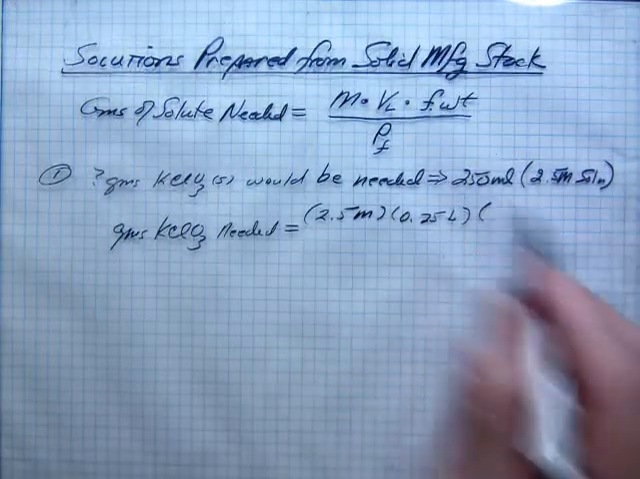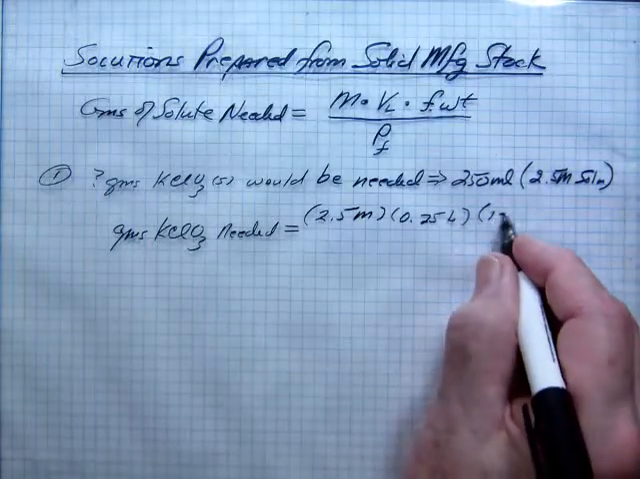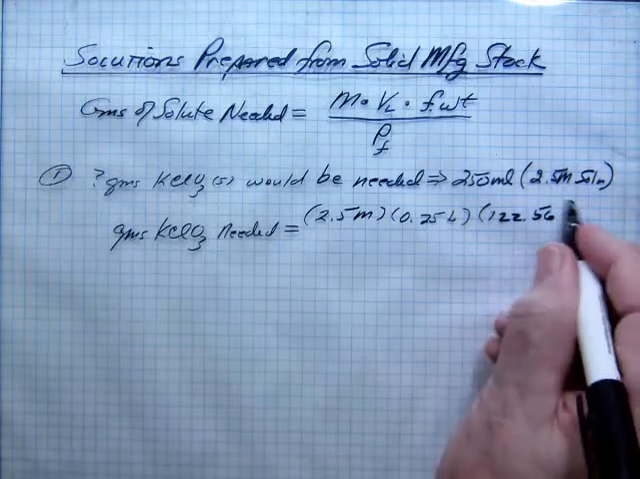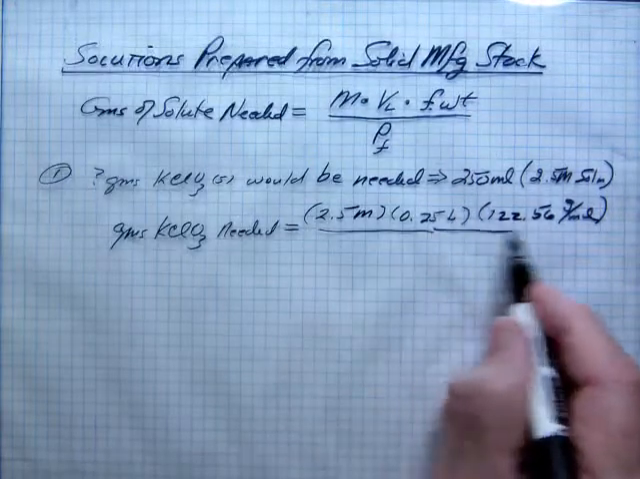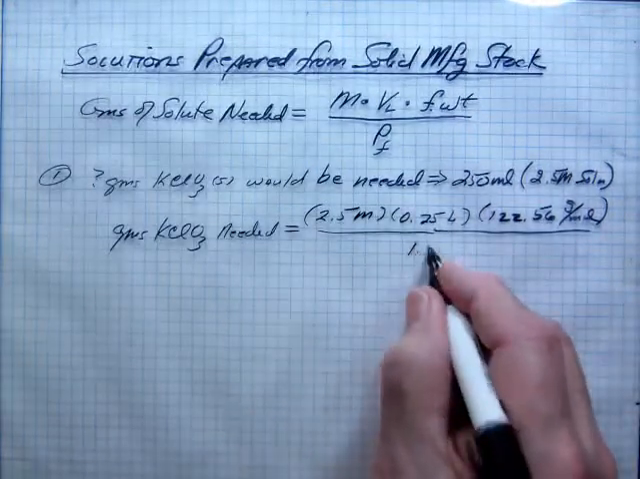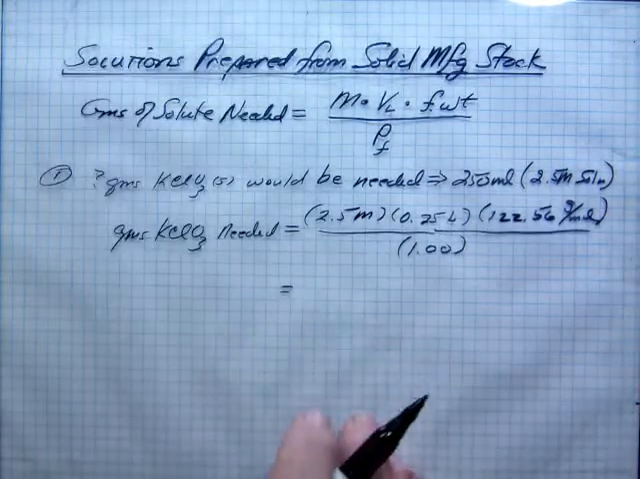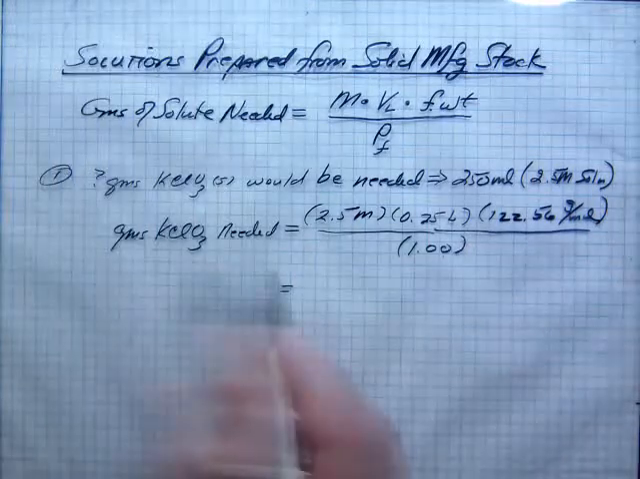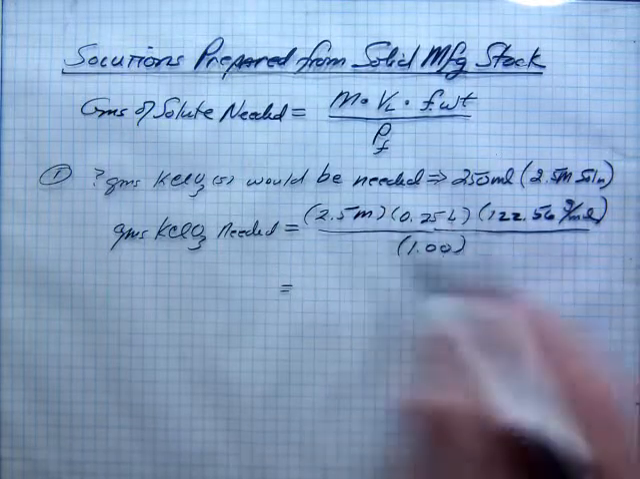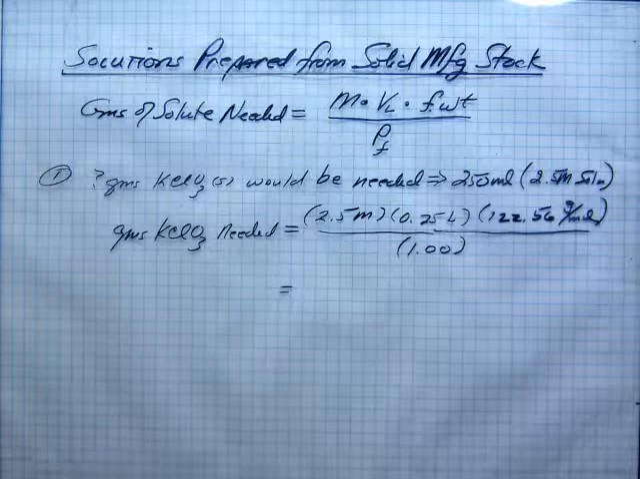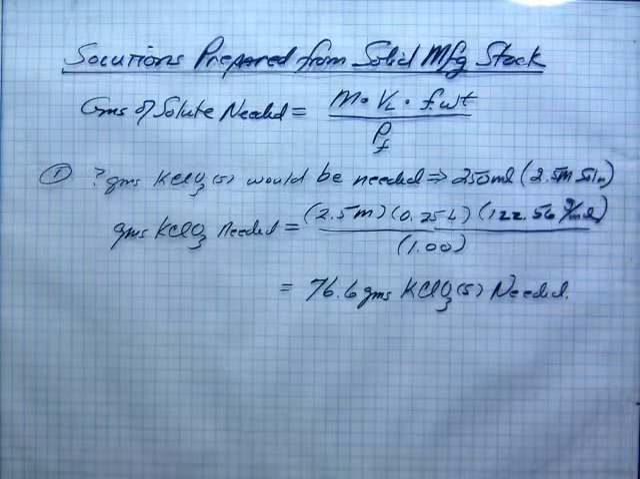And formula weight is given, 122.56 grams per mole. And the purity factor is 1.00. And so the outcome of this will be in grams because moles will drop out against the molarity. Moles over liters, liters will drop out against the molarity also. I got 76.6 grams of KClO3 needed.